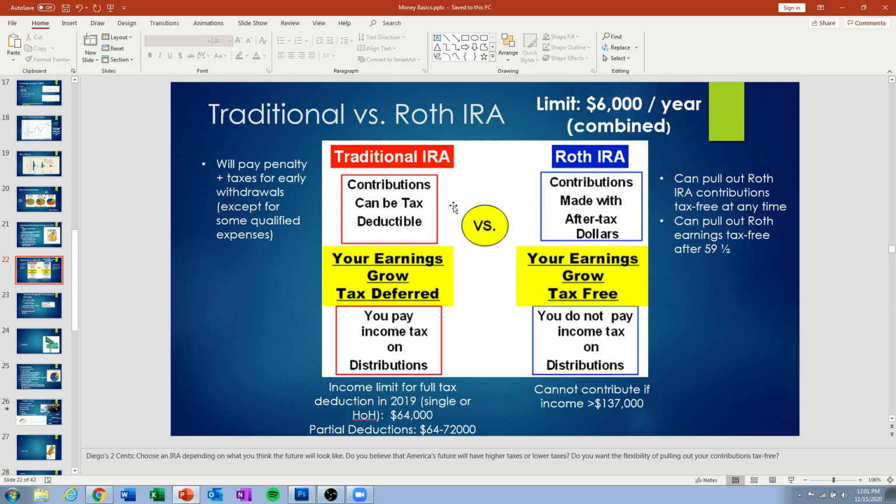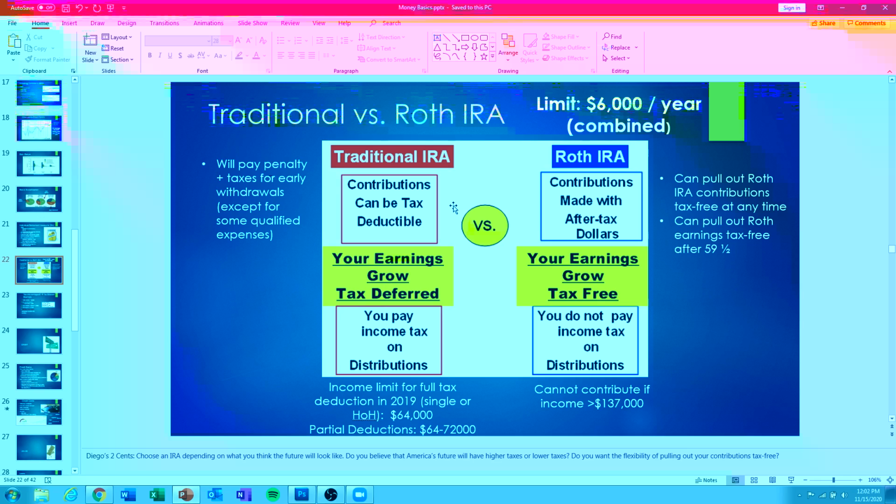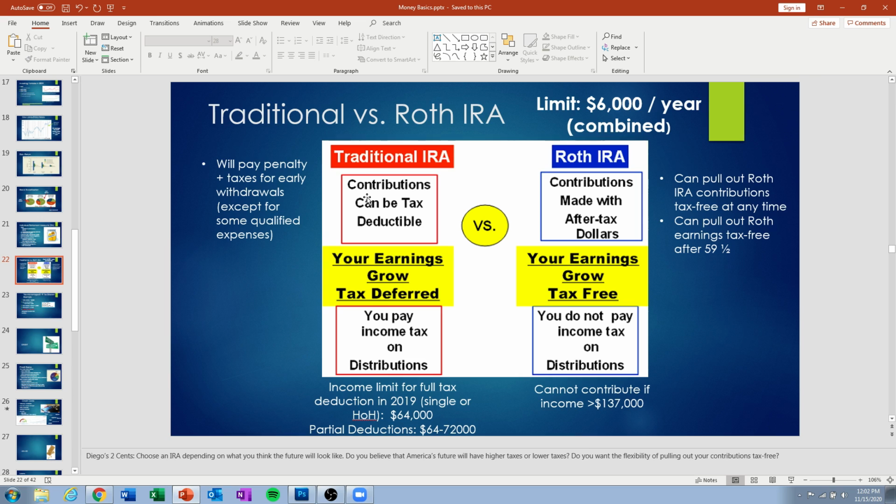But I will just summarize here real quick. With IRAs, for the traditional at least, you'll pay penalty and taxes for early withdrawals, except for some certain qualified expenses. But largely, if you withdraw early before your retirement age, which I think is around 65, I saw 59 and a half, I also saw 70 and a half on the last slide, I don't know which one it is, but there's an older age where you can actually withdraw it, and then you'll have distributions when you're retired.